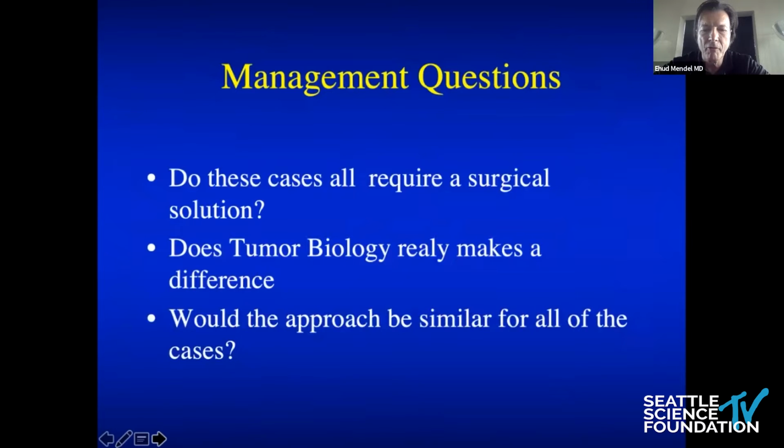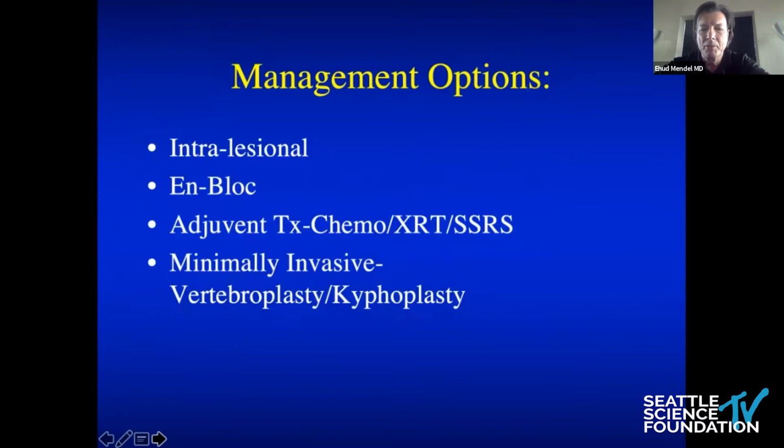So we're looking at four or five cases. They all presented with similar findings of back pain. They all have thoracolumbar metastases. And the question is, does tumor biology really make any difference here? So what are the management options that we have?